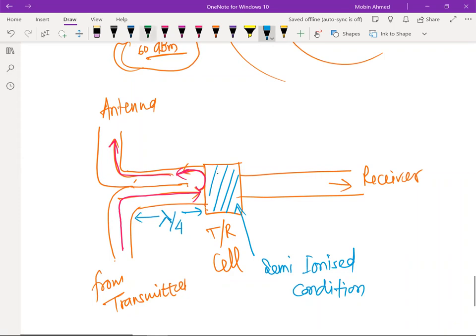And when the receiver signal is coming, now suppose this is a received signal which is coming. Because it is the received signal, there is no transmission at that time. So it is a semi-ionized condition, and this is having a very small power. So it will just enter through this and it will go to the receiver. This is how it works. We have a duplexer. I hope this was the question that was asked.